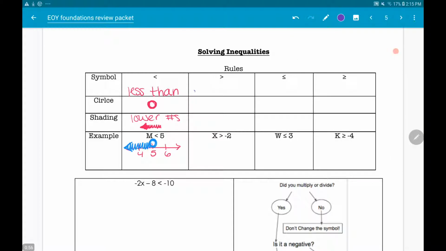Okay, next symbol is greater than. And it is also an open circle, but now we're going to shade our bigger numbers. So on a number line, it is to the right. So let's look at this example. Okay, so for this example, I would have an open circle still, but now I am shading to my bigger numbers, so I would shade this way.